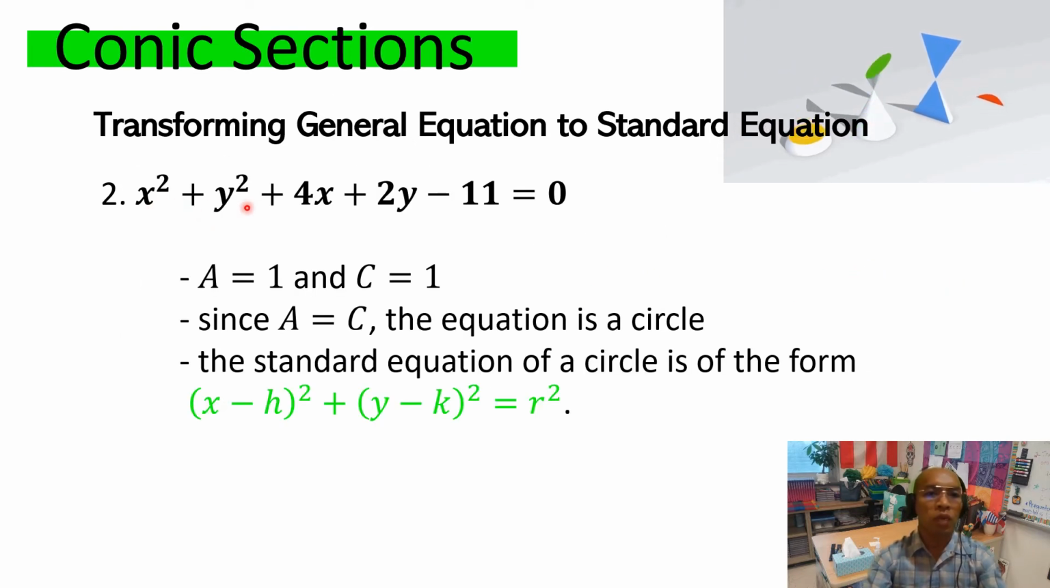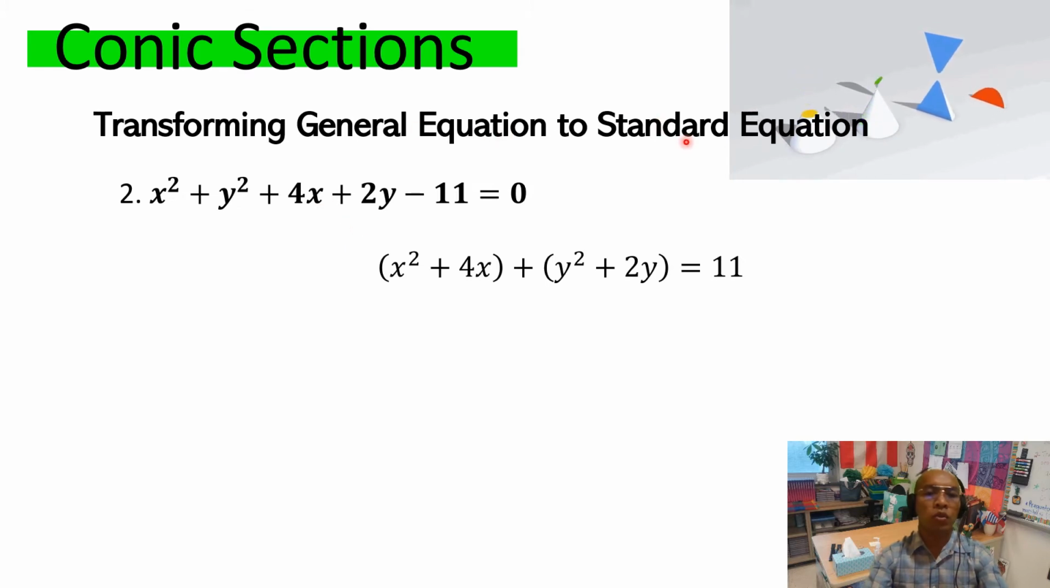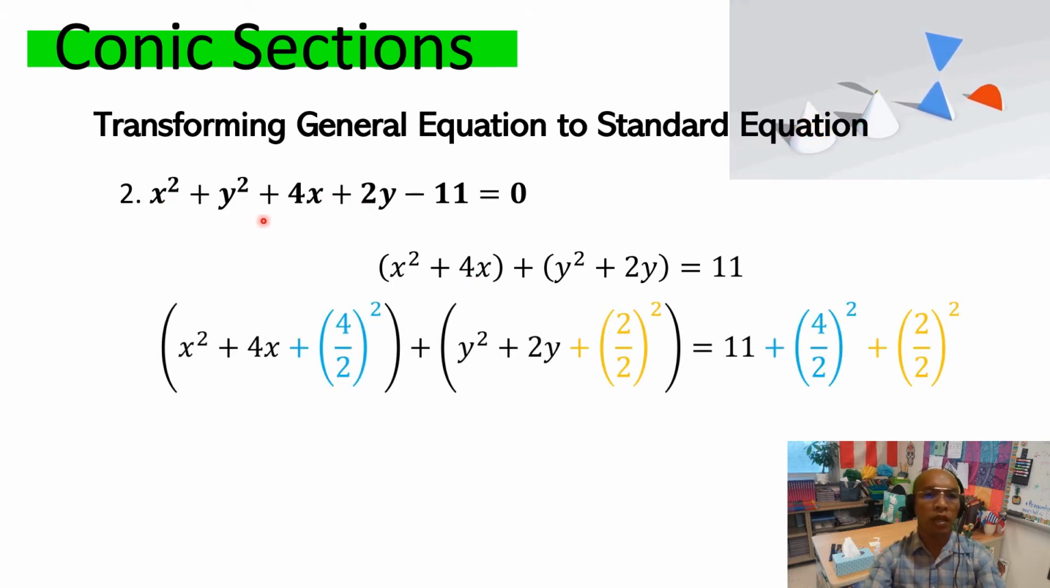So x squared plus y squared plus 4x plus 2y minus 11 is equal to 0. So again, a is equal to 1. C is also equal to 1. So this equation is also an equation of a circle. To transform the equation into standard form, again, we group the terms with the same variable. So x squared, copy, group with 4x, then plus y squared, then plus 2y. Then this negative 11, by virtue of addition property of equality, will be transposed at the right. So this will change into positive 11.